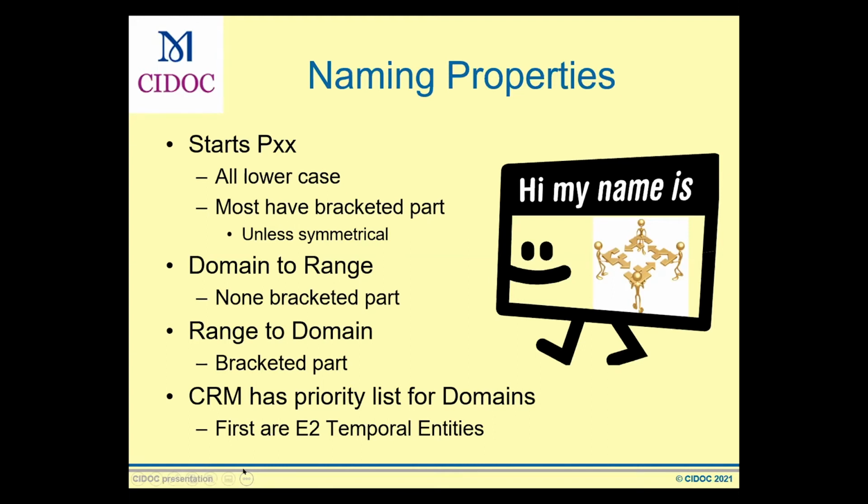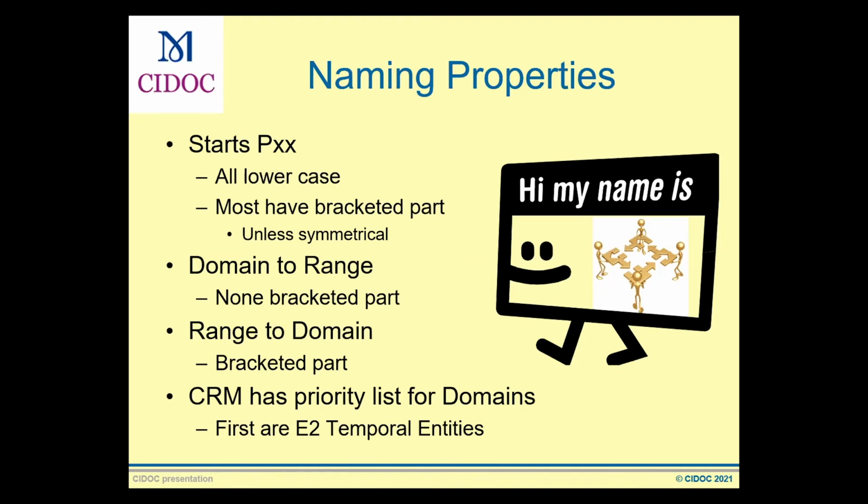And we have a priority list for deciding which is the domain and which is the range. We always start from the things that we call temporal entities. That's because we regard ourselves as being an event-centric model. We think that things happen, linking physical things and immaterial things together. So we decide that that's the priority for us.